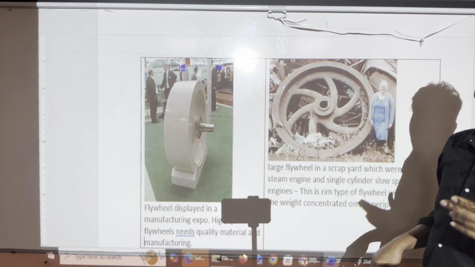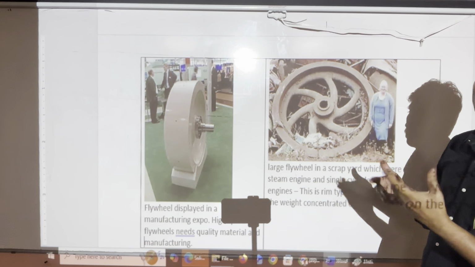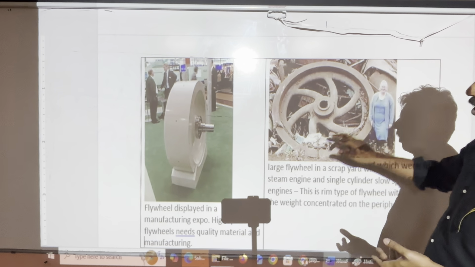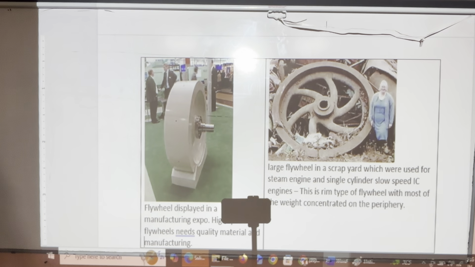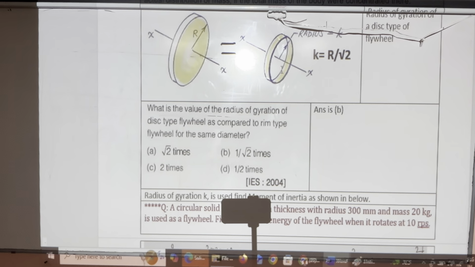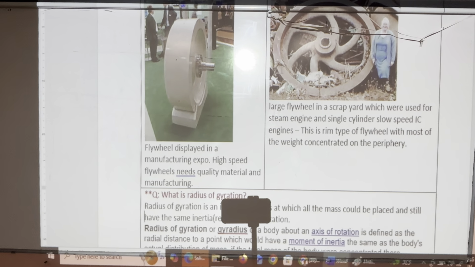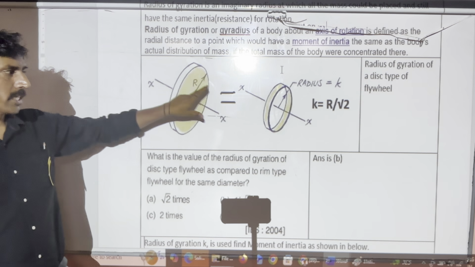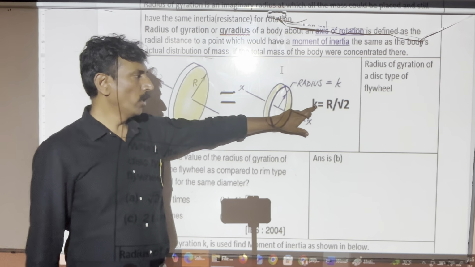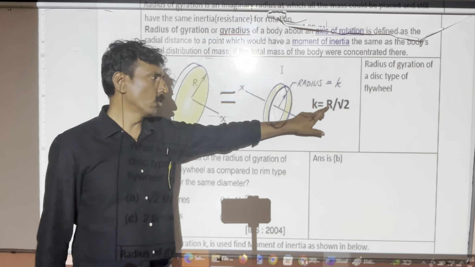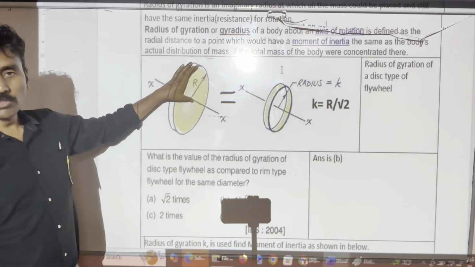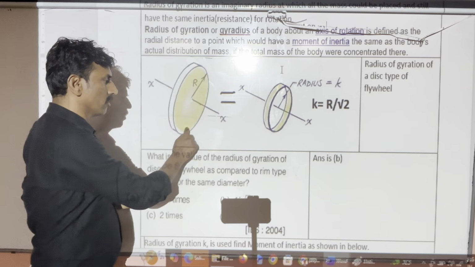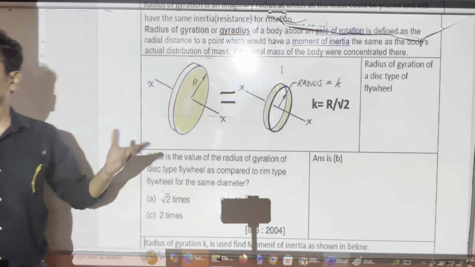So what is radius of gyration? Radius of gyration is an imaginary radius at which you can imagine the mass to be stored, which feels the same in rotation. So you can imagine this to be the radius of gyration. For a solid disc, this whole mass can be placed at an imaginary radius k, where k is equal to r by root 2. So if this radius is 100 mm, then the radius of gyration, that imaginary radius, is 100 by root 2. So what is the use of this k?